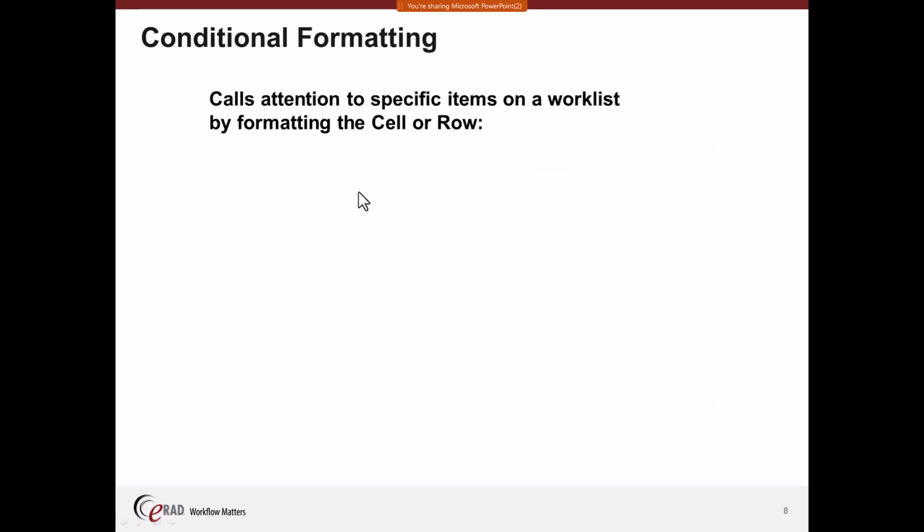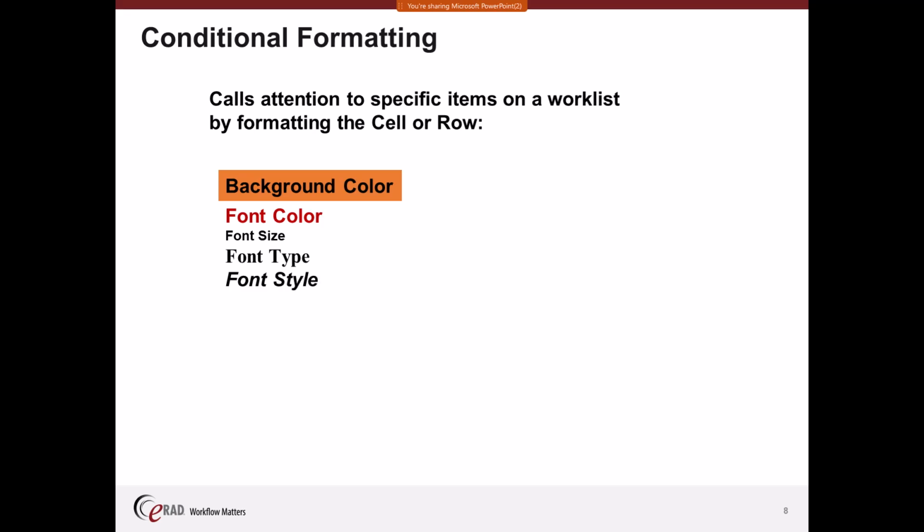We're not going to actually go into the flags themselves with conditional formatting. Let's talk about what conditional formatting actually is. So what is it for? What do we do with it? Basically, it's a way to call attention to specific items on a work list by formatting an individual cell or the entire row using background color, font size, font type, font style, or text alignment. So all these things can be changed in the cell or row of data on your work list.